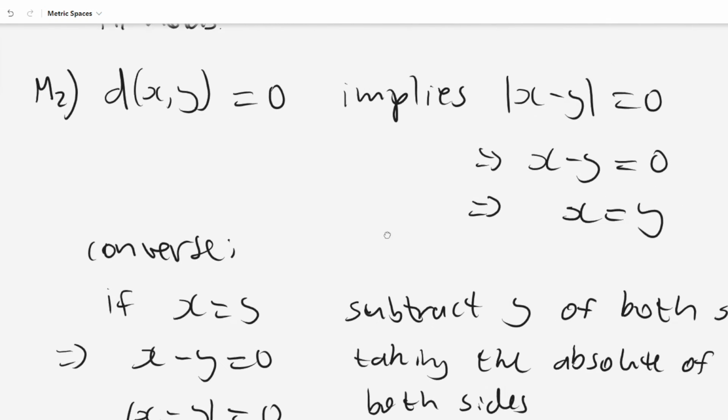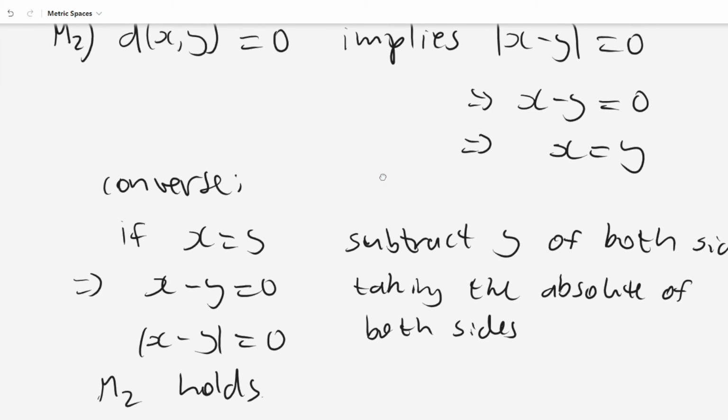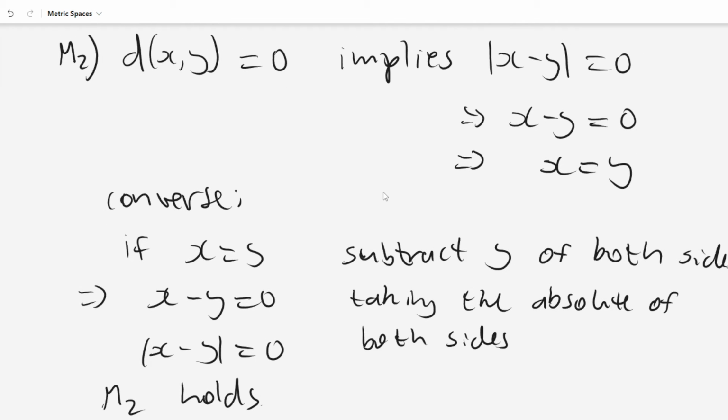If we go to M2, M2 says that the distance function is 0 if the two elements are equal to each other. And this is an if and only if statement. So we have to prove it both ways.